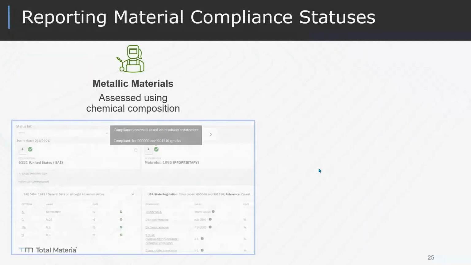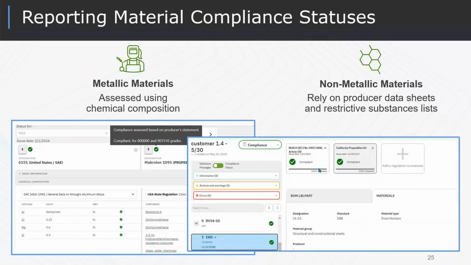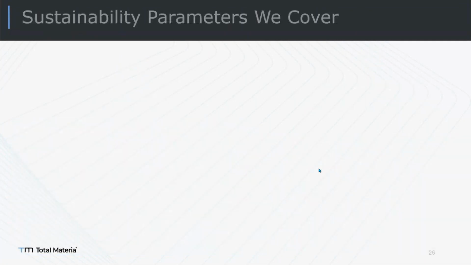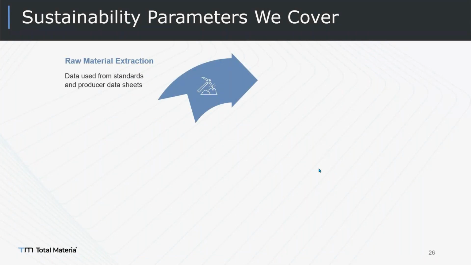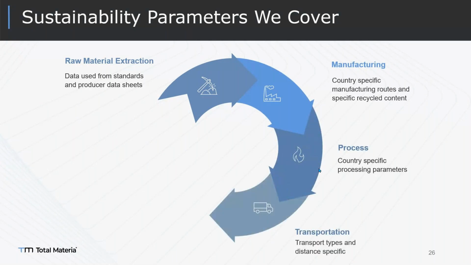The way we report on material compliance, for metallic materials, we assess the compliance using chemical composition. So it's very, very easy. But for non-metallics, we have to rely on producer data sheets and restrictive substance lists. And the sustainability parameters we cover are as follows: raw material extraction, manufacturing, so process and transportation.